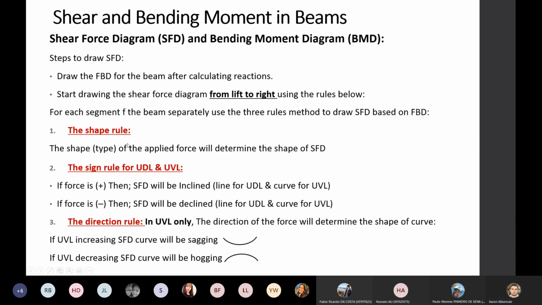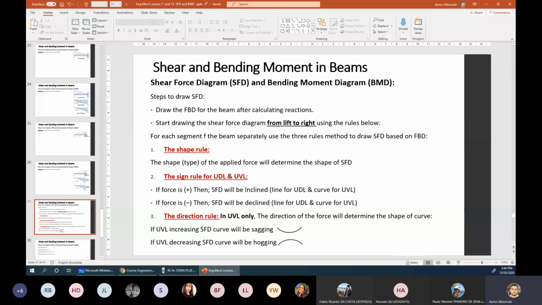But the shape, if I have a point load, we agree. The shape is easy, up or down, a vertical line. If I have a UDL, the shape will be a line on a slope, either declined or inclined. If I have a UVL, uniformly varying load, that means the next shape should be a curve, a second degree curve. If for any reason I had a second degree curve, that will give me a third degree curve. So the first thing, please ask yourself, what is the shape?